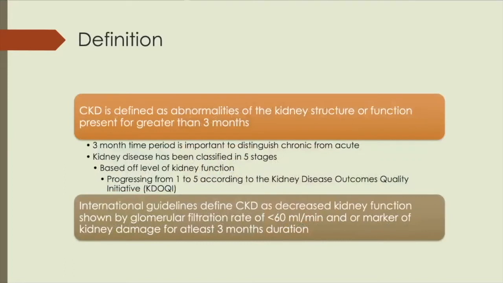Definition. CKD is defined as abnormalities of the kidney structure or function present for greater than 3 months. The 3-month time period is an important window to distinguish chronic from acute. Kidney disease has been classified in 5 stages that are based off the level of kidney function, progressing from stage 1 to 5 according to the Kidney Disease Outcomes Quality Initiative. International guidelines define CKD as decreased kidney function shown by a glomerular filtration rate of less than 60 mLs a minute and/or a marker of kidney damage for at least a 3-month duration.